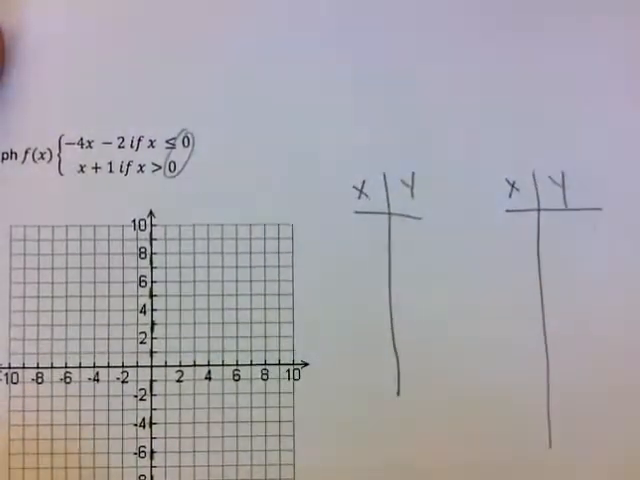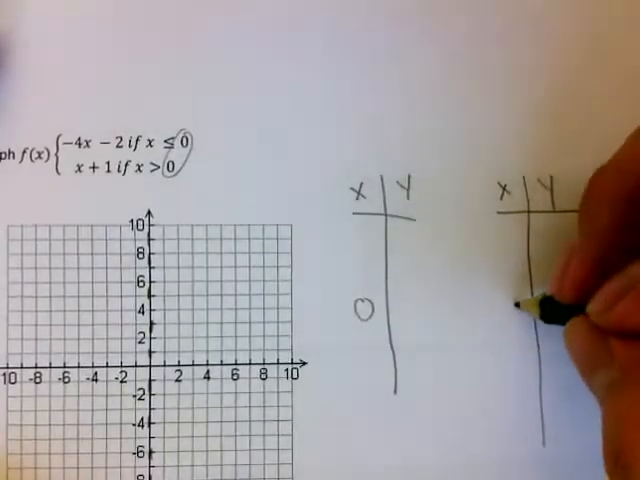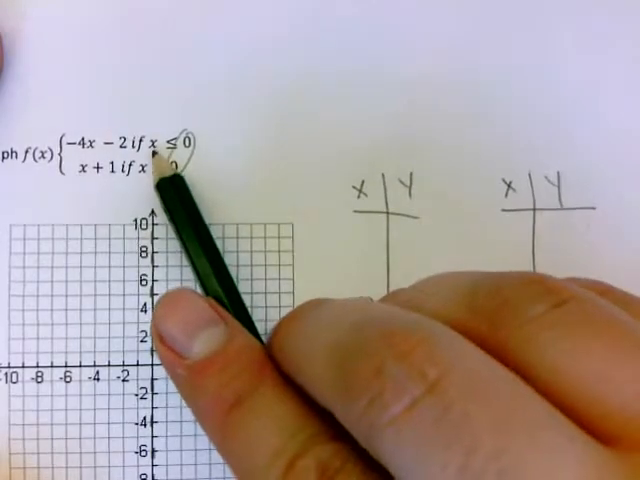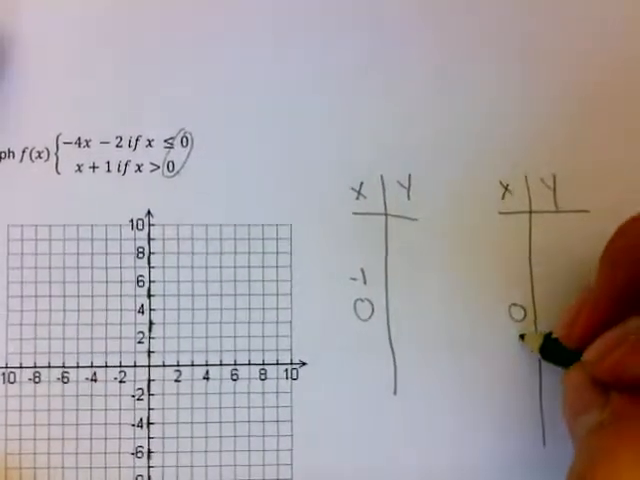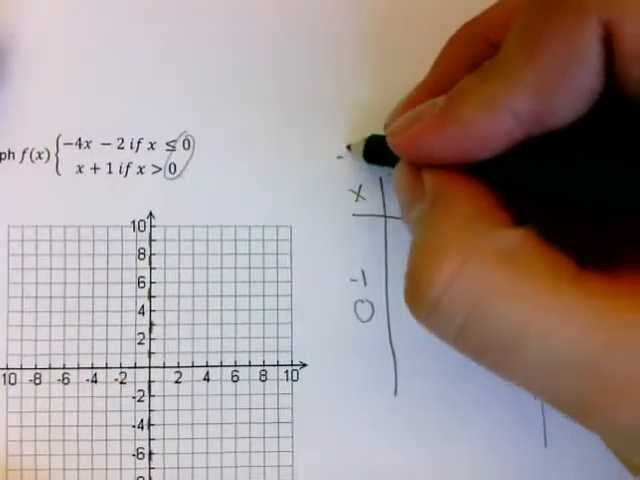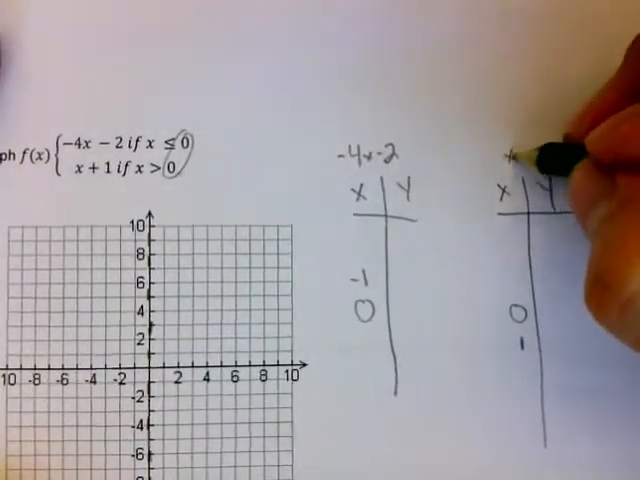Once again, we have to have 0 in both of them. I'm going to use a point below 0 for the first one, which will be negative 1 again. For the other, we use a number above 0, we'll use 1 again. So this is negative 4x minus 2. This is x plus 1.